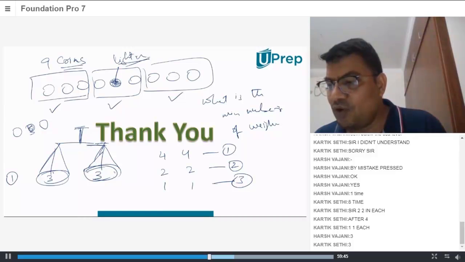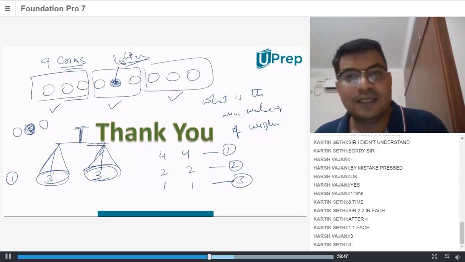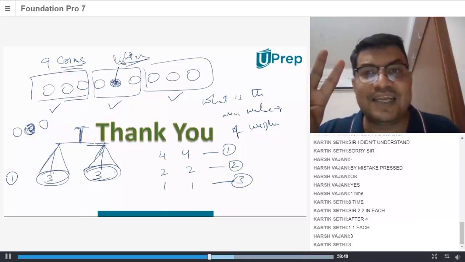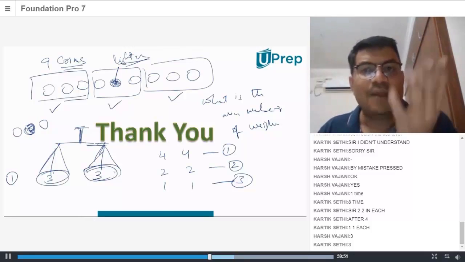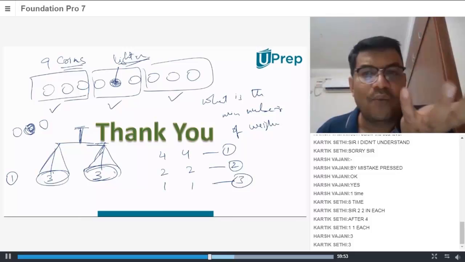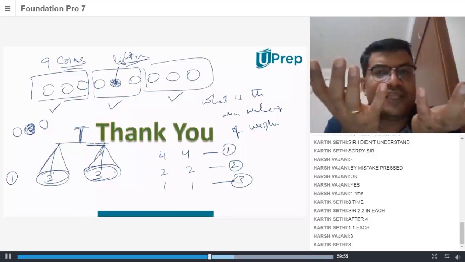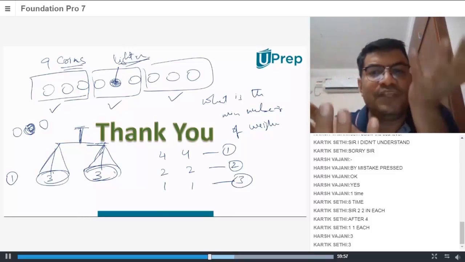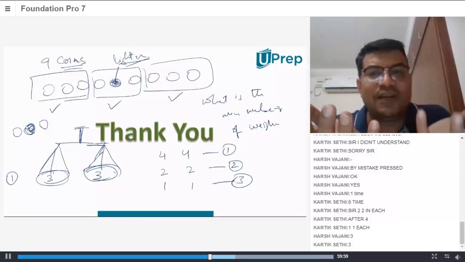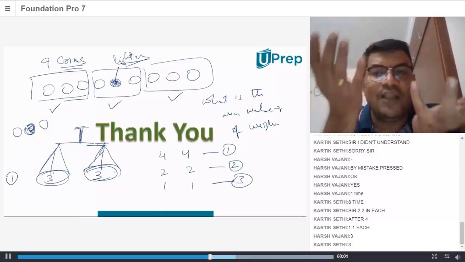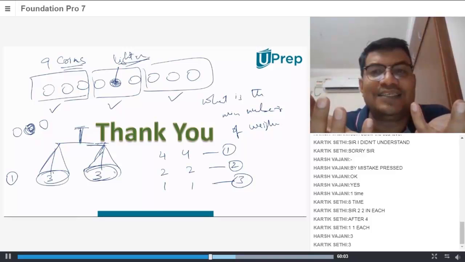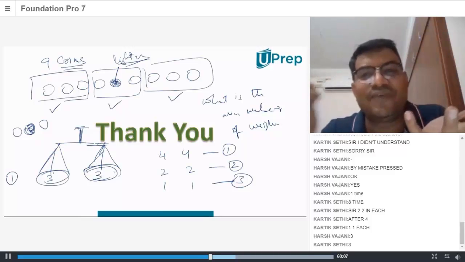Here is the lighter one. I don't know where is the lighter one. So we have decided which 3 has the lighter one. Now from that 3, I'll put one coin on one pan, 1 coin on the other pan. Now, if this goes up, this one is the answer. If both are equal, where is the answer? The 3rd one, the left out one.